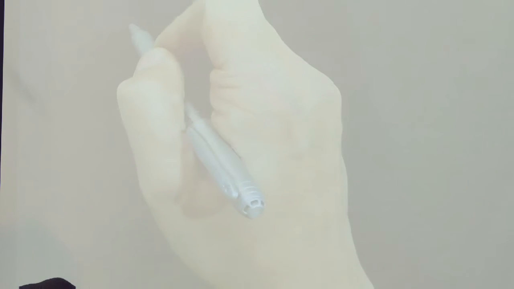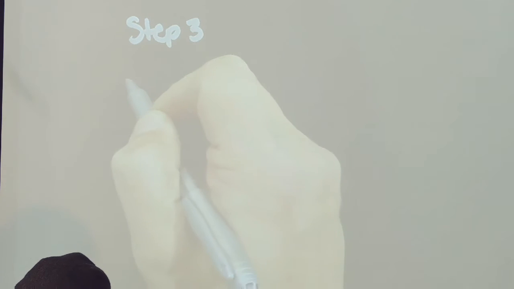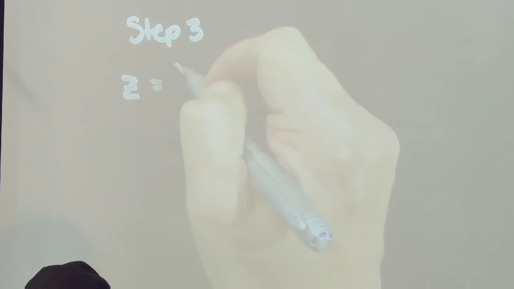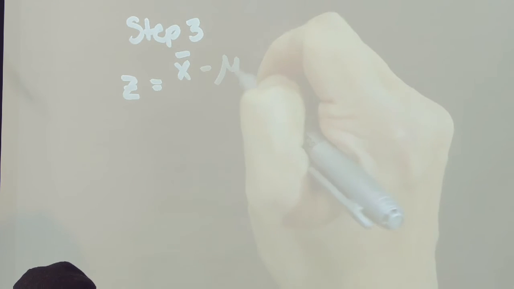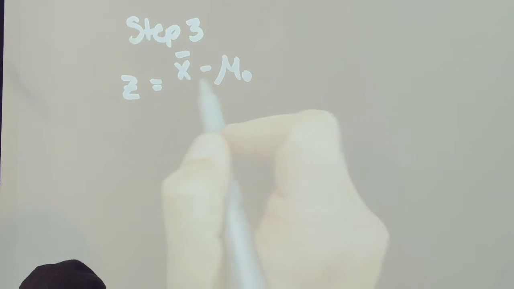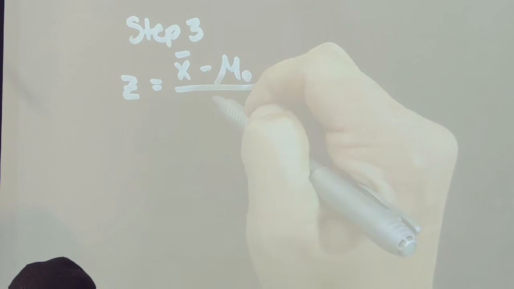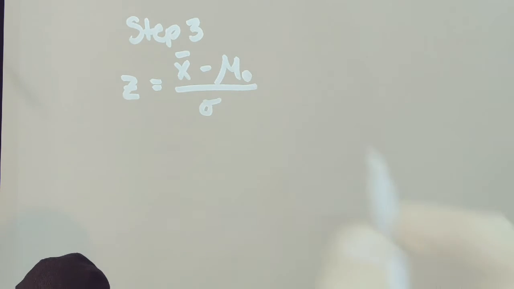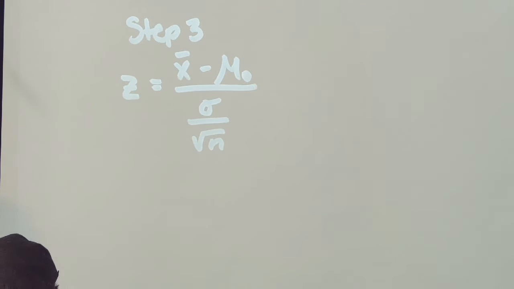Step 3 is our calculations, so let's get on it. Let's remember our formula for a z-test. Z is equal to my sample mean minus my hypothesized null, divided by population standard deviation, that's why it's a z-test, over the square root of n.